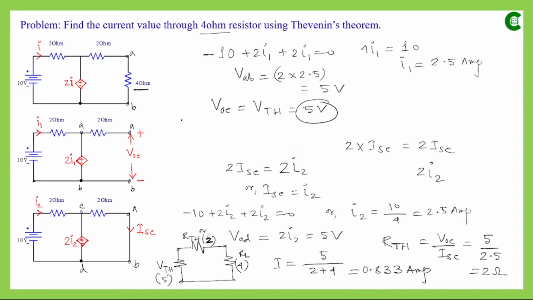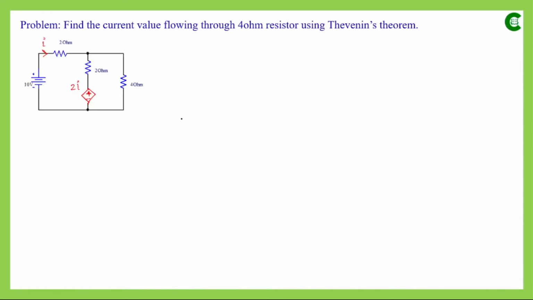Now next we will see another example where we will use the second method, and this time also in that network we have dependent sources. This circuit has three resistors. We have one independent voltage source here, and we have one dependent voltage source here, and the voltage value of this dependent voltage source depends on the current value which is flowing through this 2 ohm resistor.